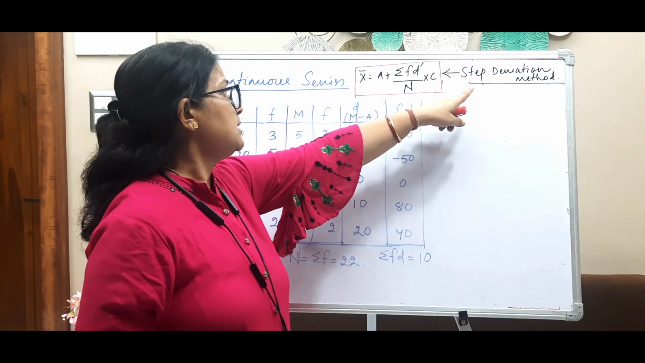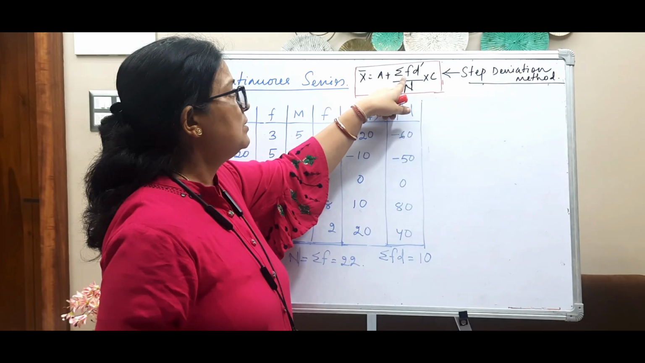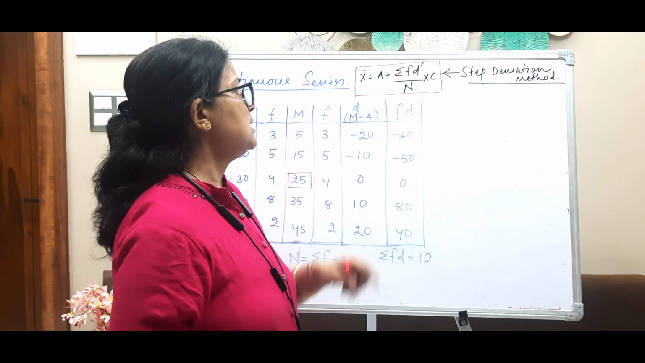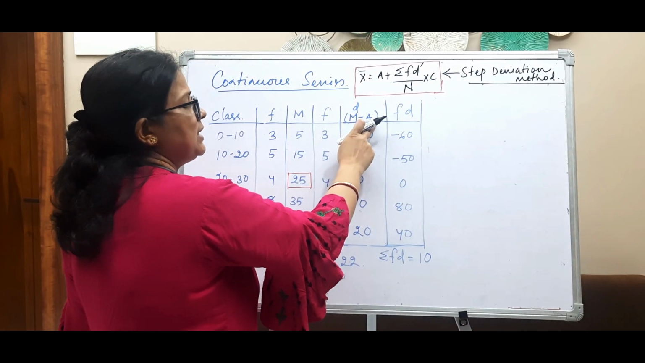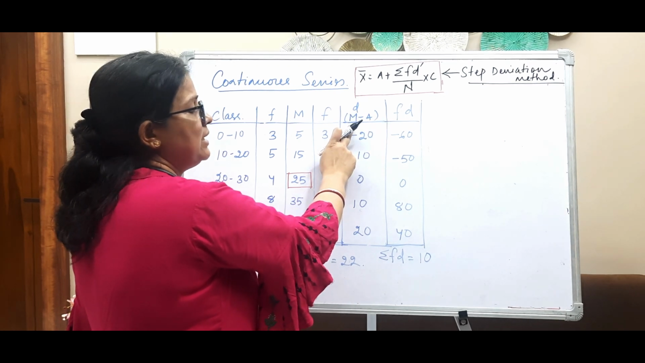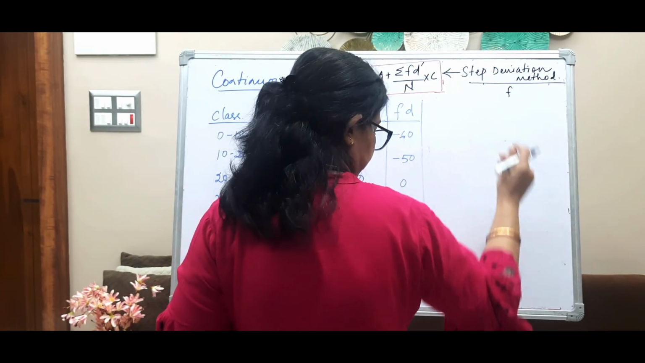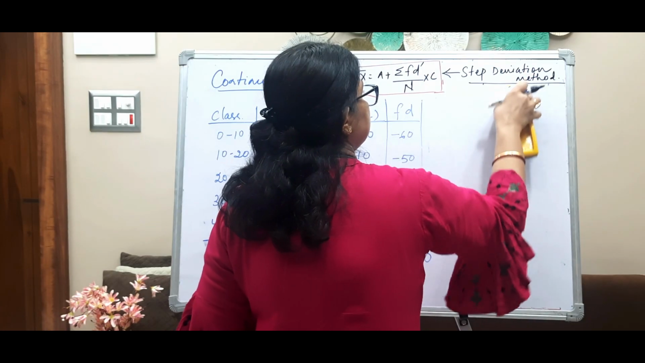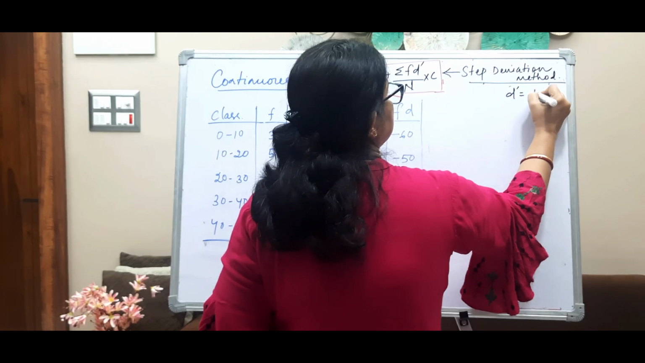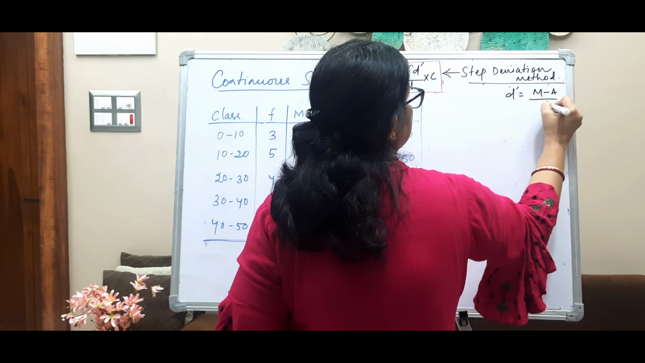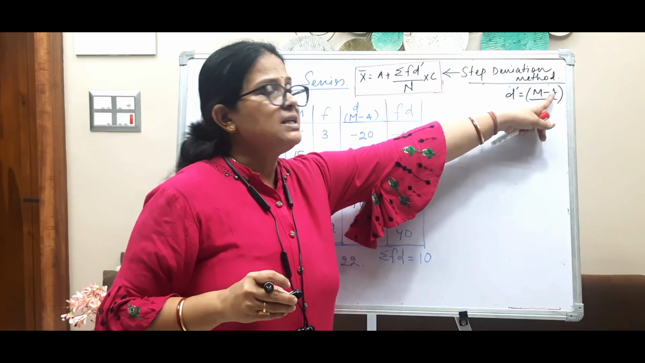We discuss step deviation method. The formula for step deviation method is x bar equal to a plus sigma of f d dash divided by n into c. As we all know, d dash equal to x minus a by c, which you can write here as m minus a divided by c. In the previous case, for discrete series, we were writing x minus a divided by c.